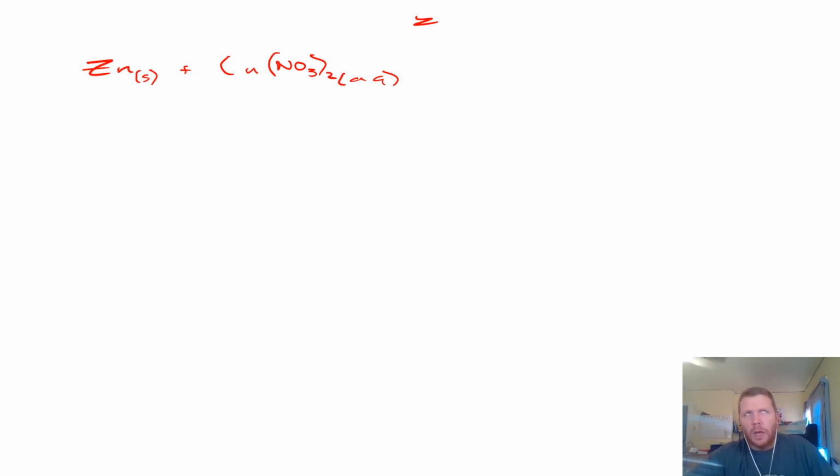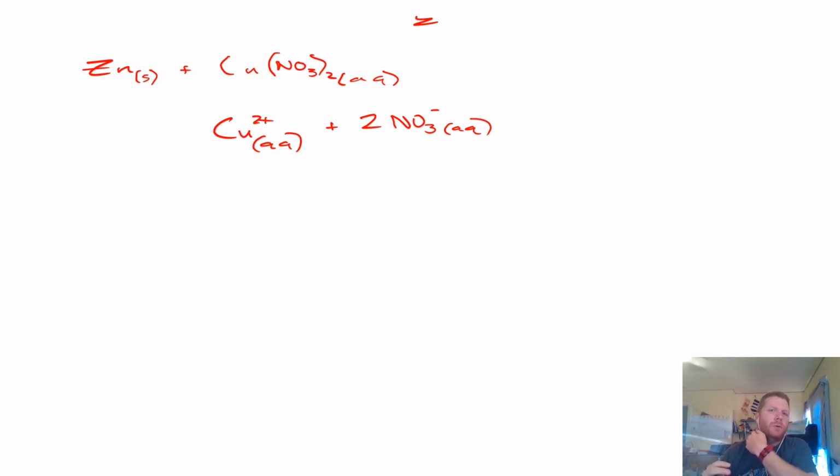Well, we don't really have those copper nitrate molecules packed together. What we have is something that looks a little more like this, where we've got Cu2+ (aq) plus, I'm going to put the 2 out in front here, 2 NO3- (aq). So that copper nitrate dissociates into one copper ion and a pair of nitrate ions.